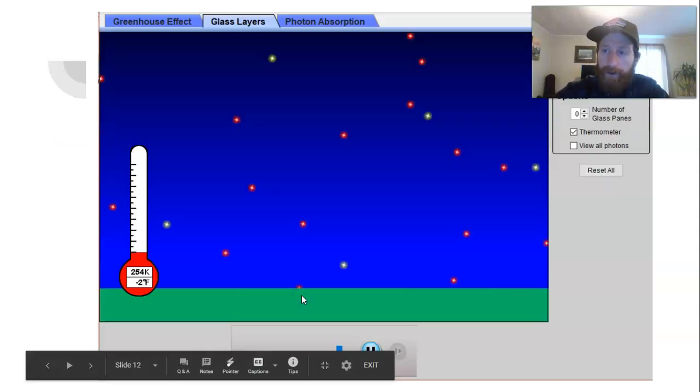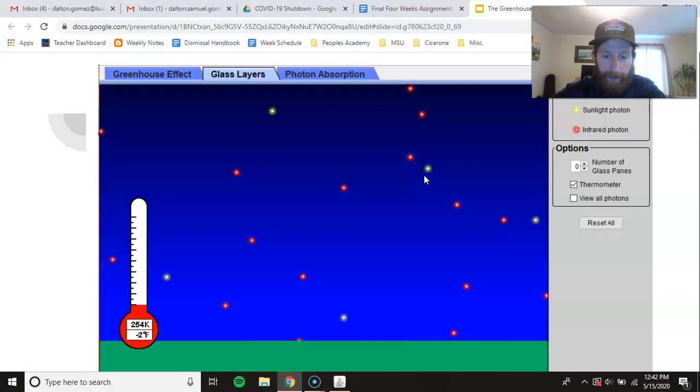I'm going to jump to a model real quick. It looks like this. It's a simulation, and bear with me while I get there.